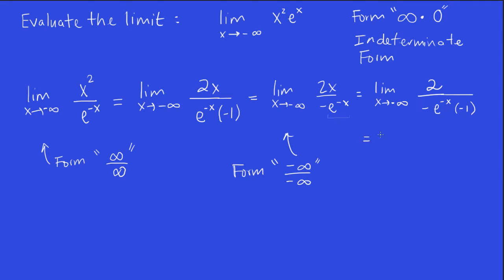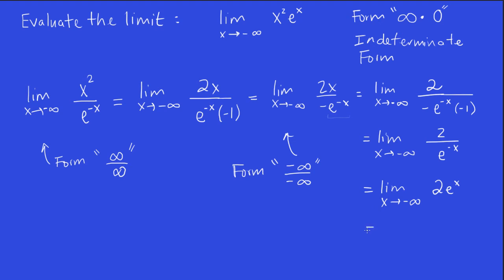Let's just clean up this bottom here. So it's 2 over negative 1 times negative 1, which is just plus 1. So those negative 1s just disappear, and we get that. Now look, the top doesn't go to infinity anymore. Why don't we bring the e to the minus x back up to the top like it was at the beginning? It becomes e to the positive x now.